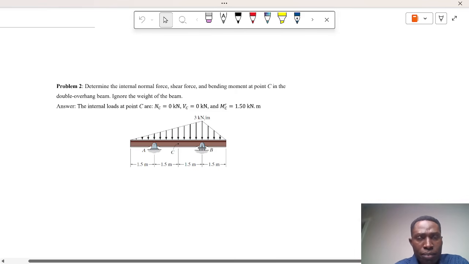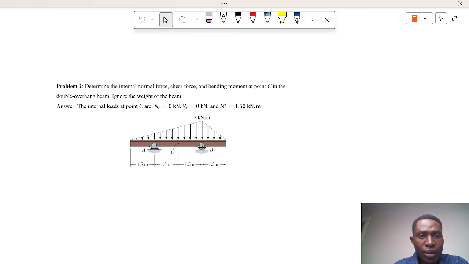In today's class, we're going to be looking at the internal forces in a beam. So the question says, determine the internal normal force, shear force, and bending moment at point C in the double overhang beam. Ignore the weight of the beam.